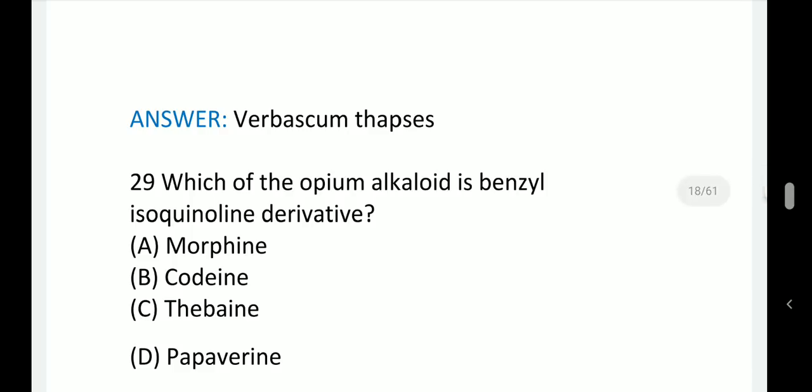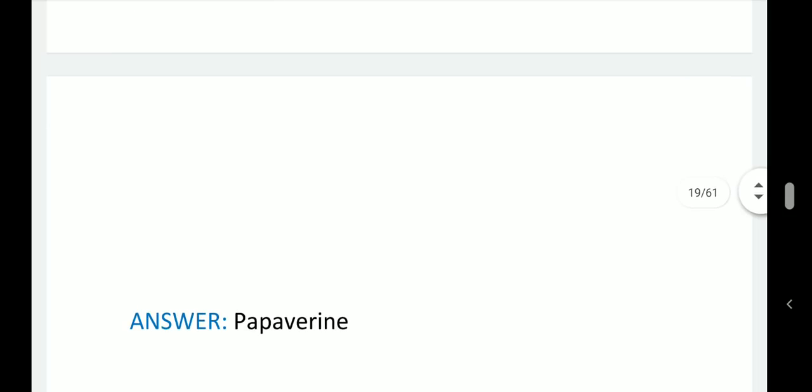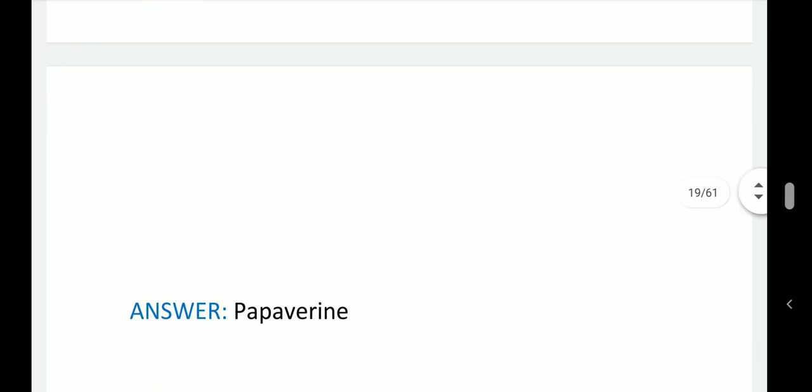Question number 29. Which of the opium alkaloids is a benzyl isoquinoline derivative? Option A, morphine. Option B, codeine. Option C, thebaine. Option D, papaverine. Answer is option D, papaverine.